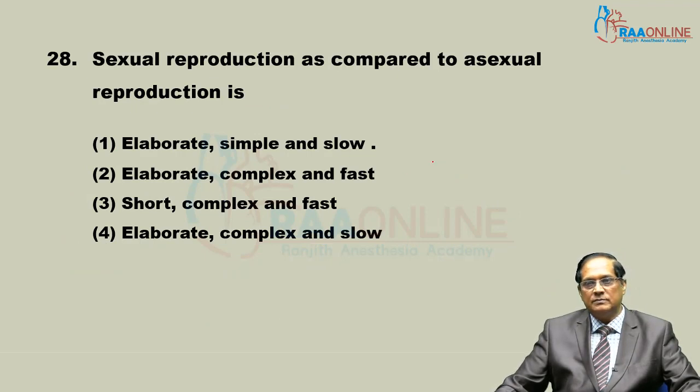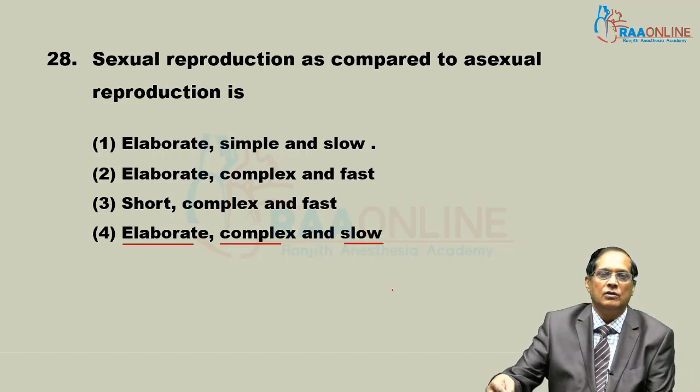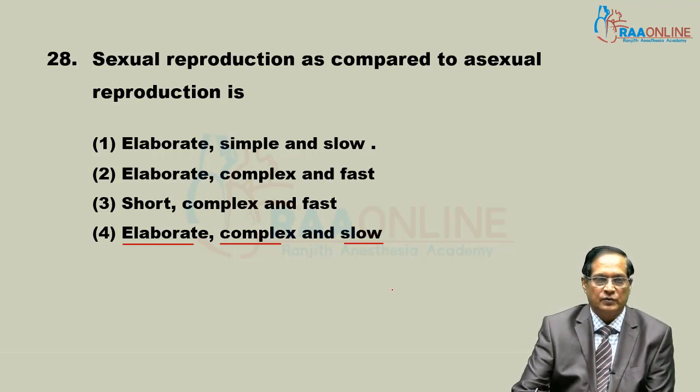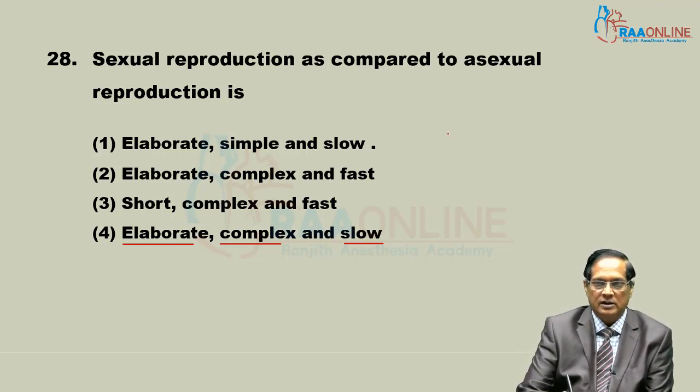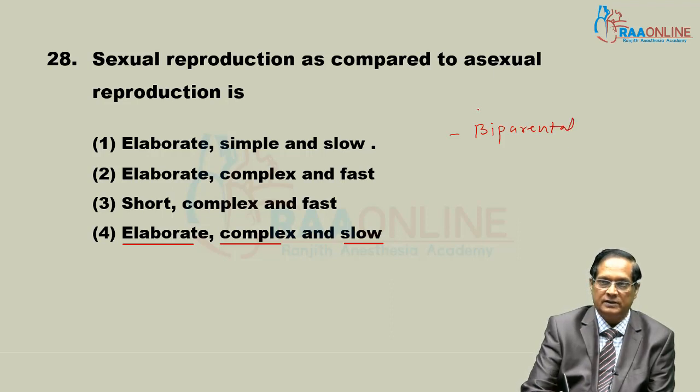Sexual reproduction as compared to asexual reproduction is an elaborate, complex method, and takes comparatively more time than normal asexual reproduction. So the fourth is correct. In sexual reproduction, first of all, it is uniparental or biparental.